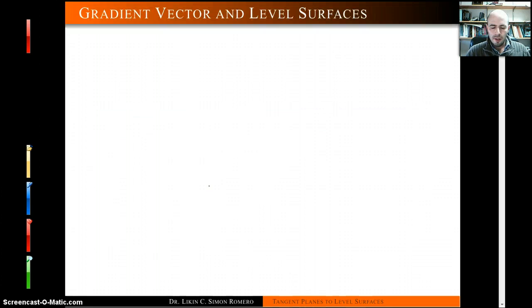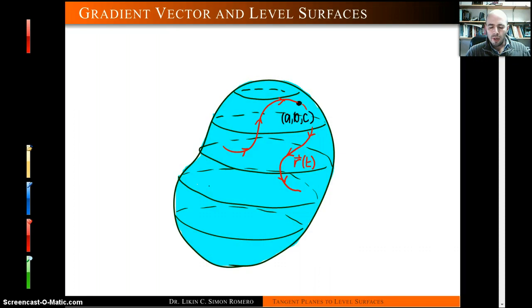This is the video tutorial for tangent planes to level surfaces. The idea is, first we're going to prove that the gradient vector is going to be orthogonal to level surfaces. So suppose that we have a level surface of a function of three variables, and then suppose that we parameterize a curve inside of the level surface.